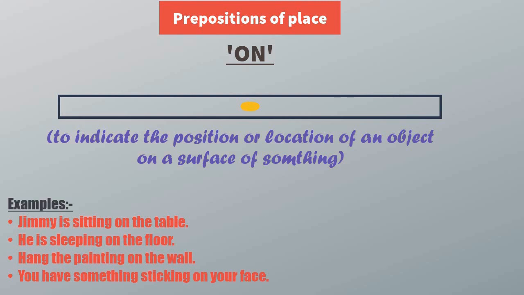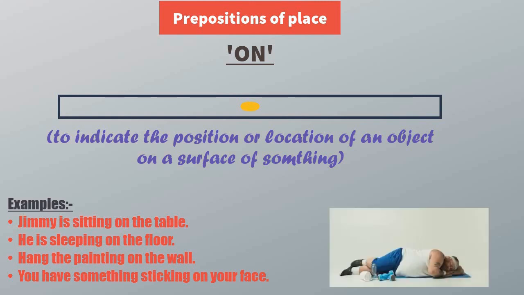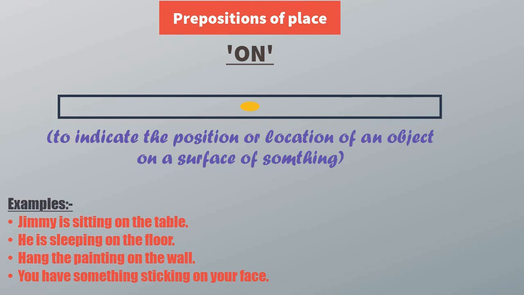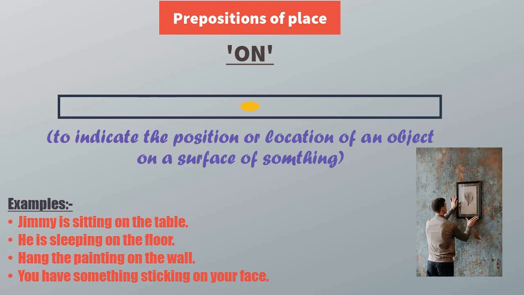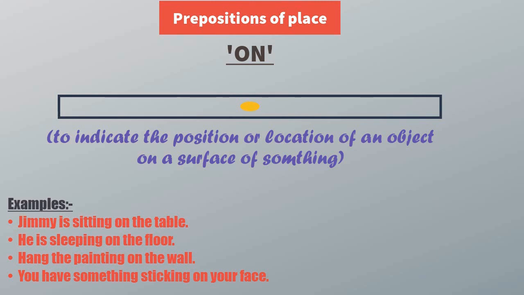Okay, let us take some examples and understand this. Jimmy is sitting on the table. On the table. And Jimmy is placed on top of it. He is sleeping on the floor. On the floor, on the surface of it. Hang the painting on the wall. On its surface. You have something on your face. Right? So guys, it's very, very simple. When something is on the surface of an object, you simply use on with it.